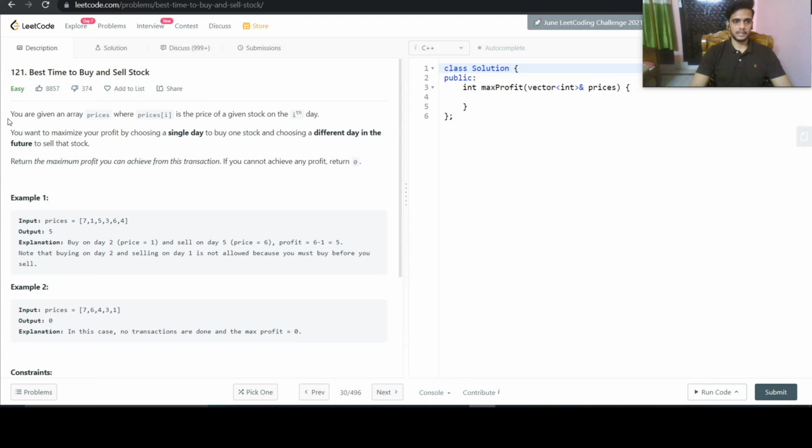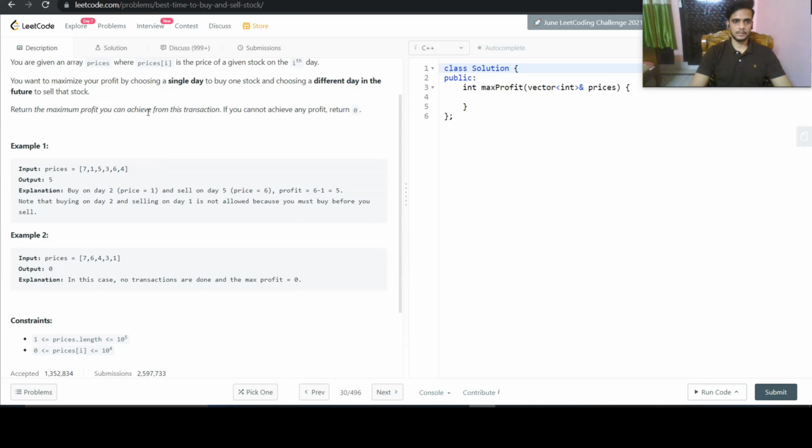The problem statement given is you are given an array of prices where prices[i] is the price of a given stock on the ith day. You want to maximize your profit by choosing a single day to buy one stock and choosing a different day in the future to sell that stock. So we need to return the maximum profit that we can achieve from this transaction. If you cannot achieve any profit, then return zero.